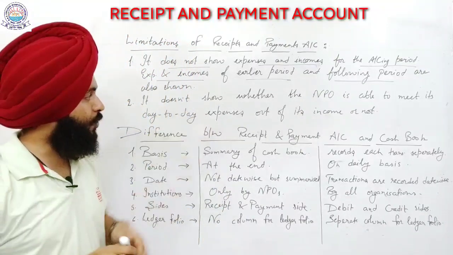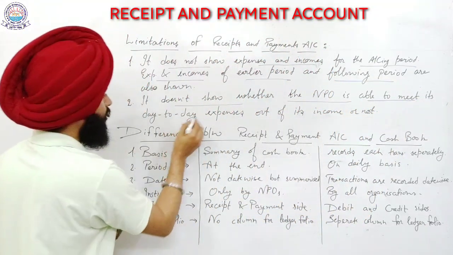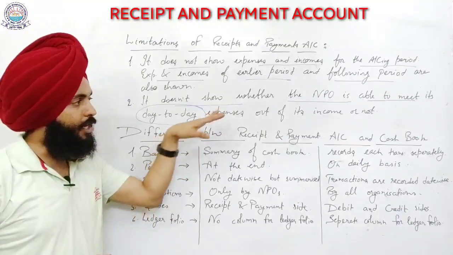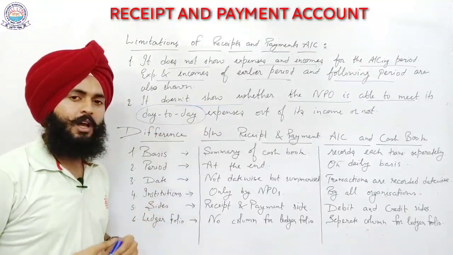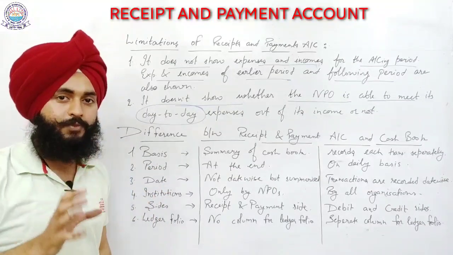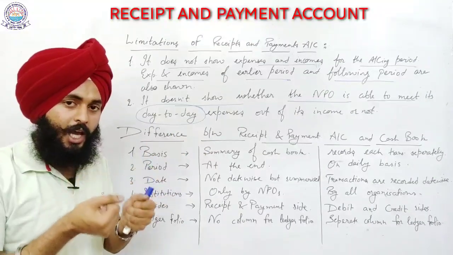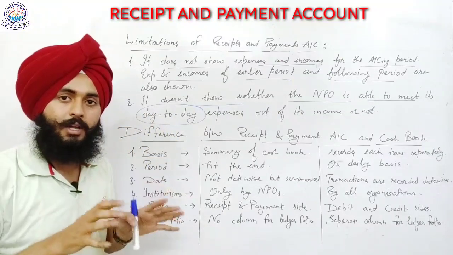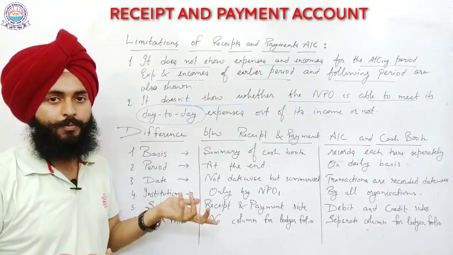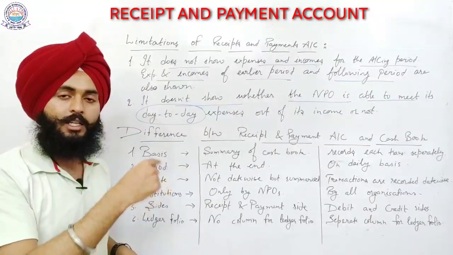Another limitation is that it doesn't show whether the NPO is able to meet its day-to-day expenses out of its income. It cannot show the day-to-day expenses. How? Because it simply shows a summarized form. Each day is not shown in it. We have the account in a summarized form, so day-to-day we cannot show it. We cannot show a separate entry for every day.